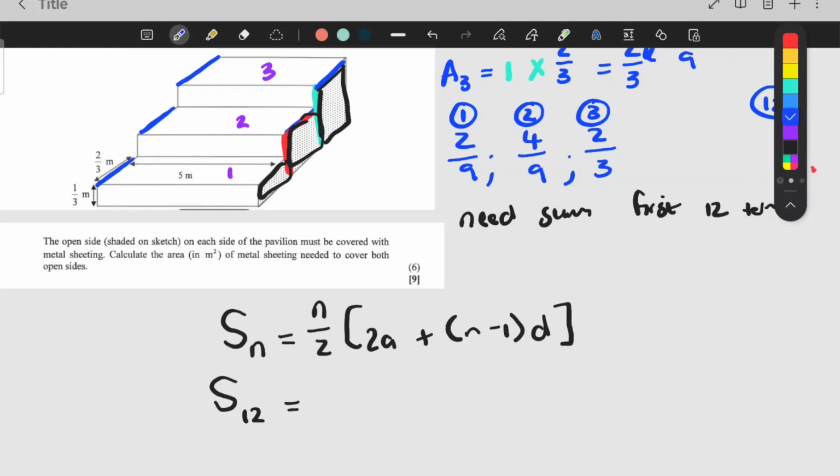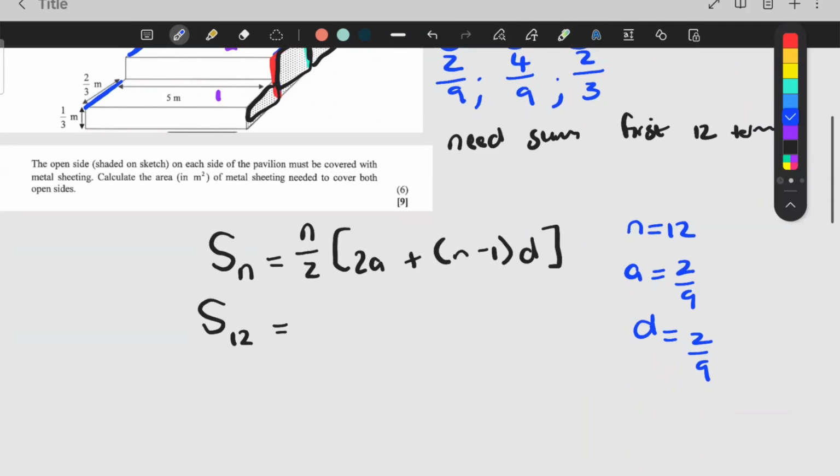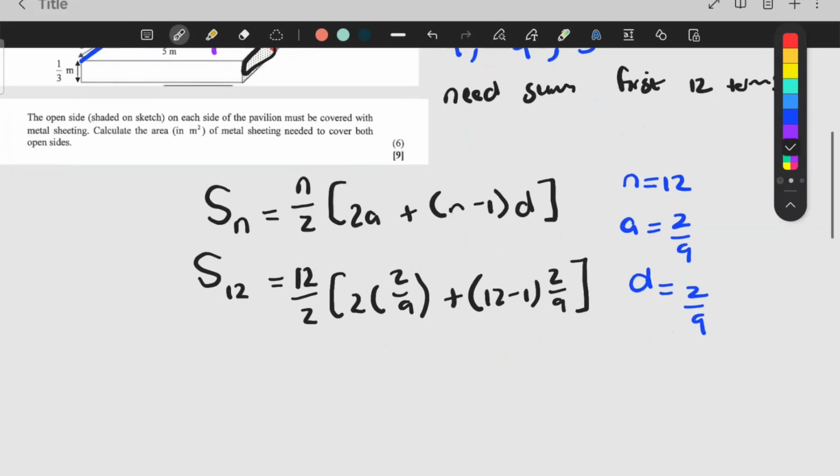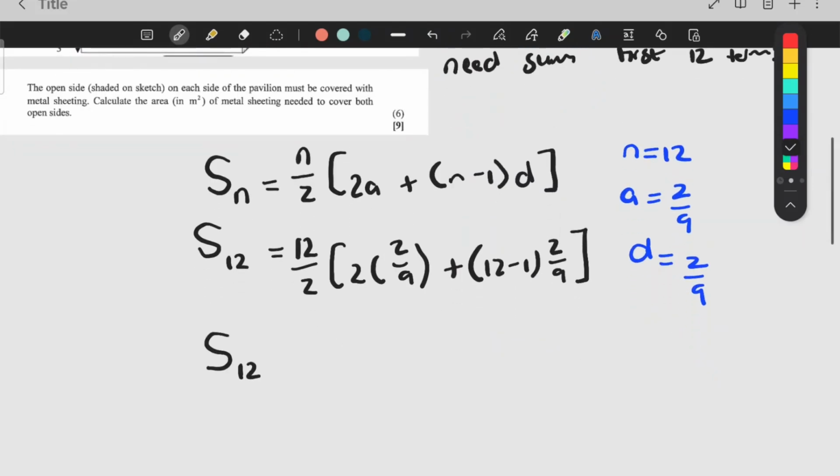So I need the sum of the first 12 terms. Let's write down n is 12. a is the first term, which was 2 over 9. d was the constant difference, which is also 2 over 9. I just have to sub all of this in. So n is 12, 2a, a is 2 over 9, plus 12 minus 1, and d is 2 over 9. All of this in your calculator, and you will get the sum of the first 12 steps to be 52 over 3. Let's call it meters squared, because this is the area, eh?